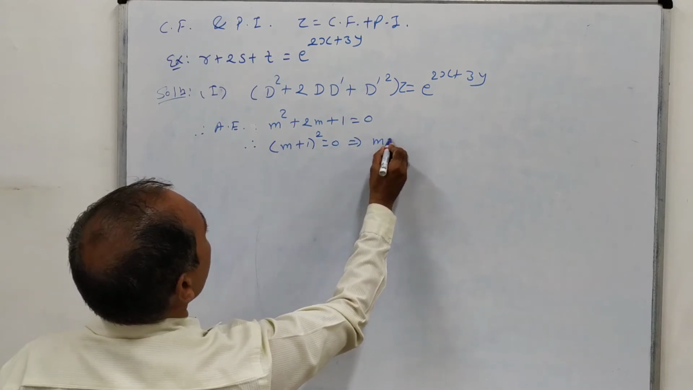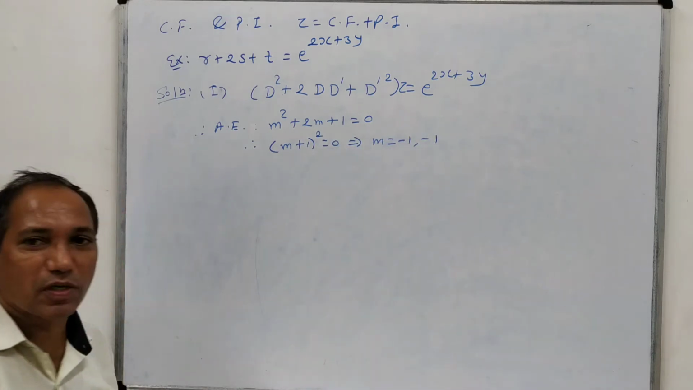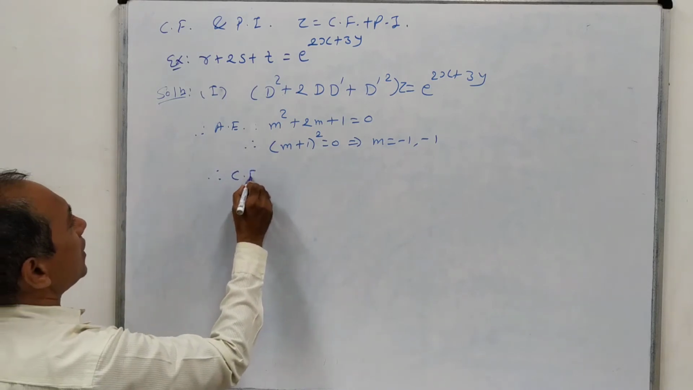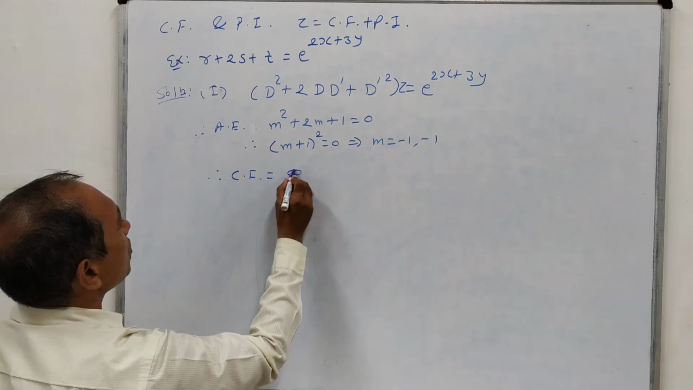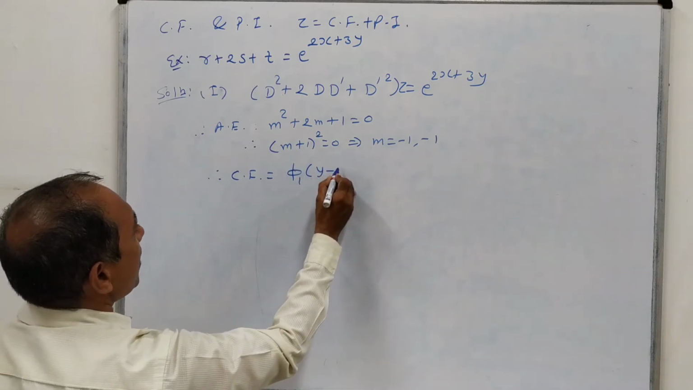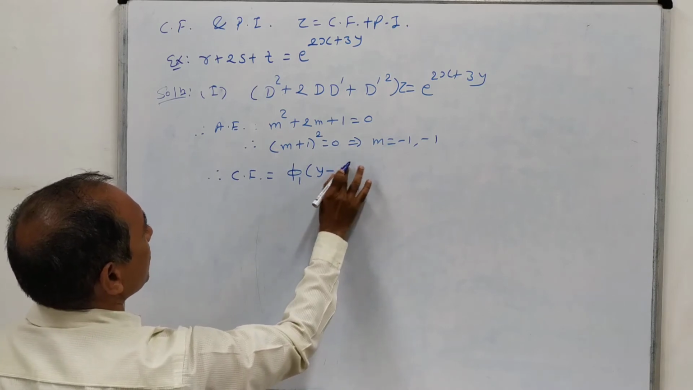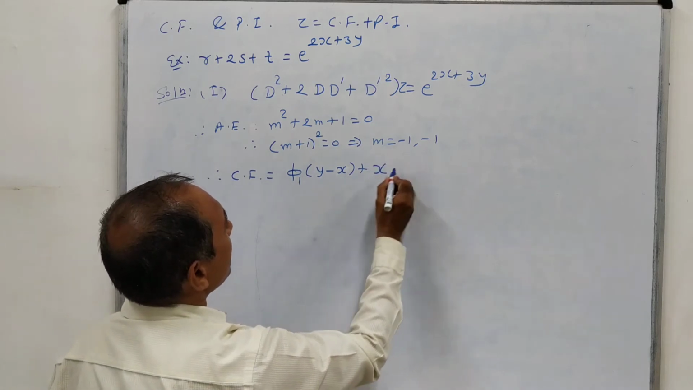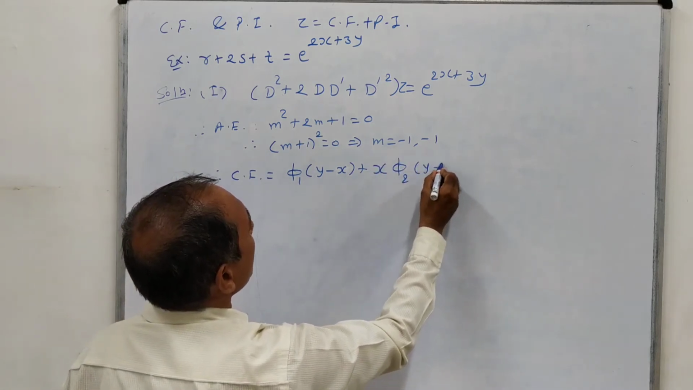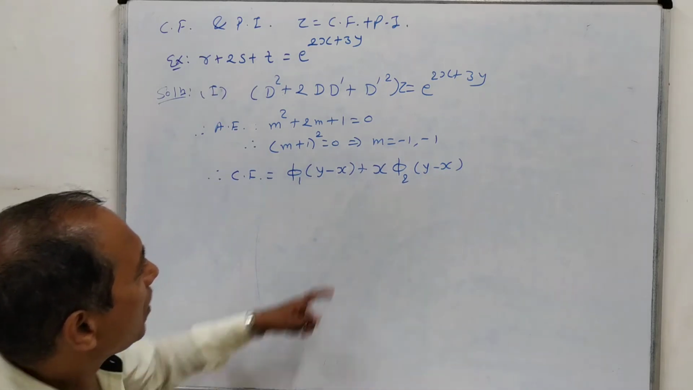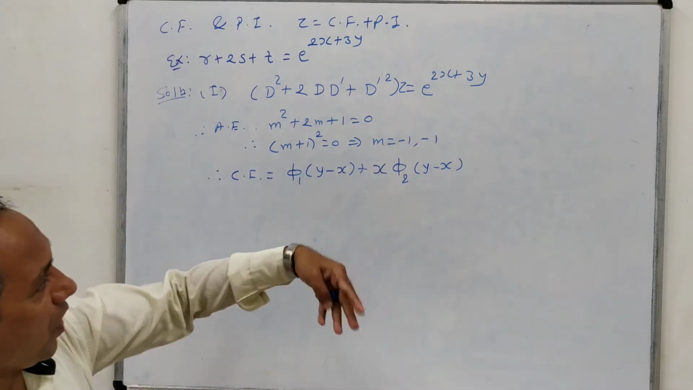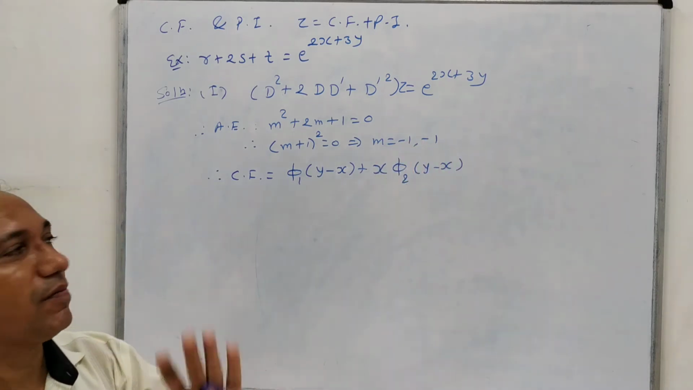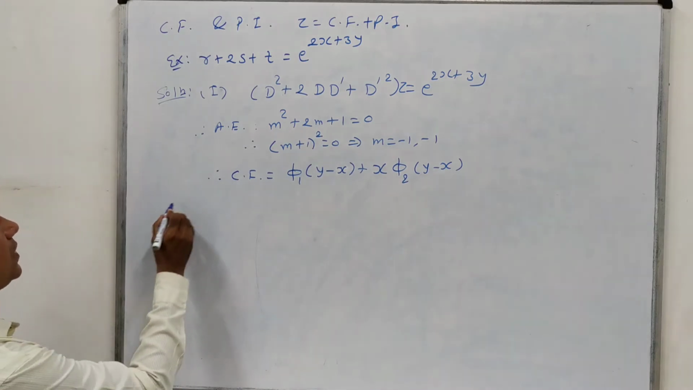This implies that m equal to minus 1 and minus 1, two times, because the factor m plus 1 is repeating. Therefore, for the complementary function, the roots are repeating. In this case, the first solution can be written as phi 1 of y plus mx, where m is minus 1, so y minus x. For the repeated root, we multiply by x and write the second solution phi 2. If minus 1 occurs once more, then we multiply by x square and write phi 3 of y minus x. So this is the CF. It is very easy to write down.